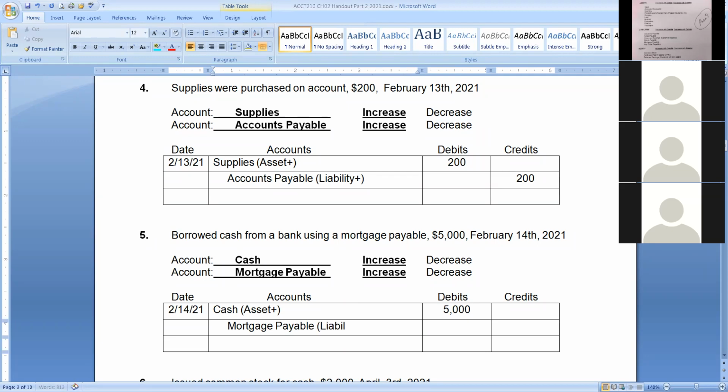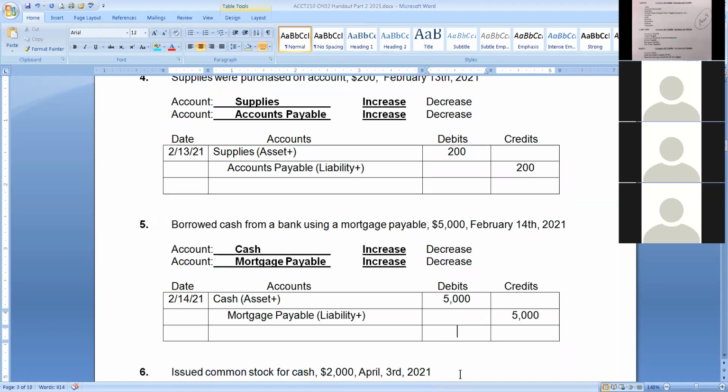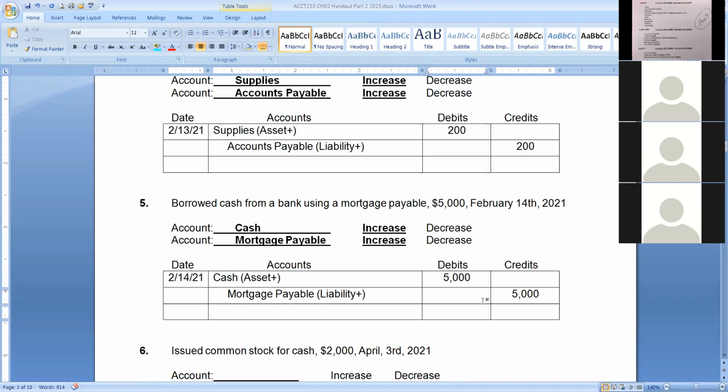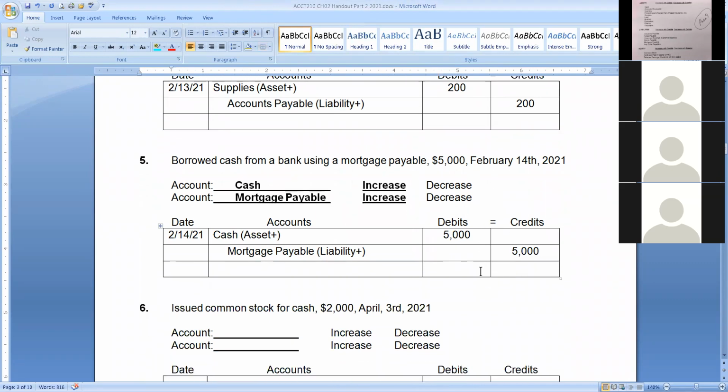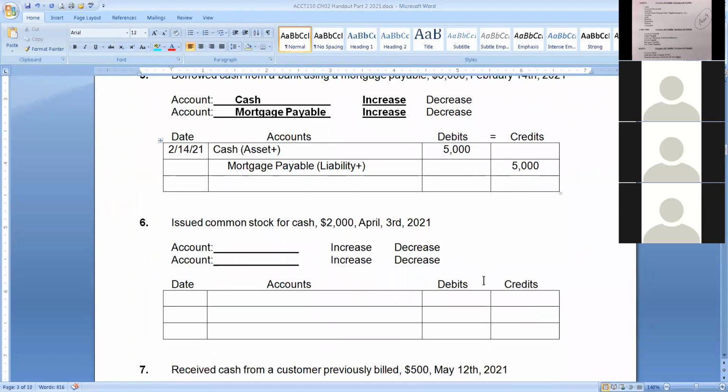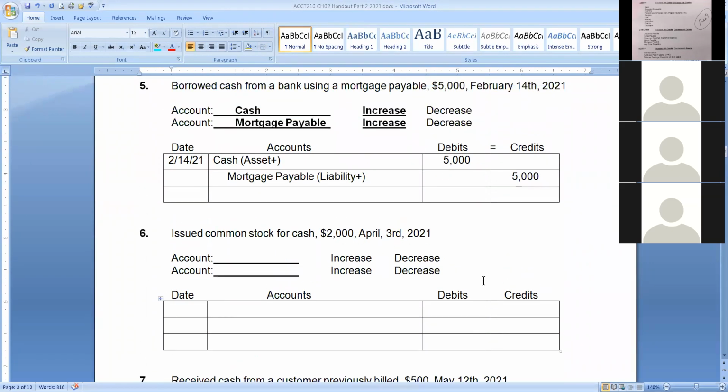Here's a liability. And it's also going up, but it's going to go up with a credit. Again, these debits and credits need to equal. So if they don't, you take a look at it because you probably did something wrong. Okay.